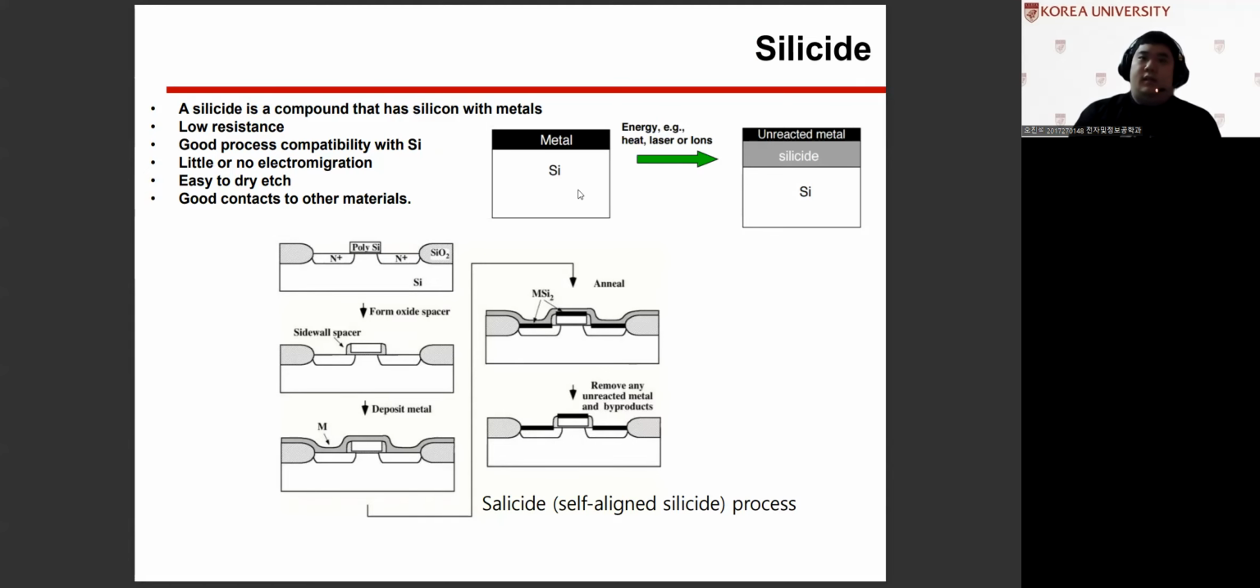Let's move on to the silicide. Silicide is a compound that is made with metal and silicon. By putting silicide in between the metal and silicon, we can make the contact better because silicide is a compound of silicon and metal.